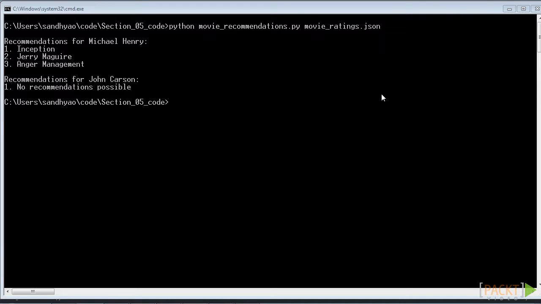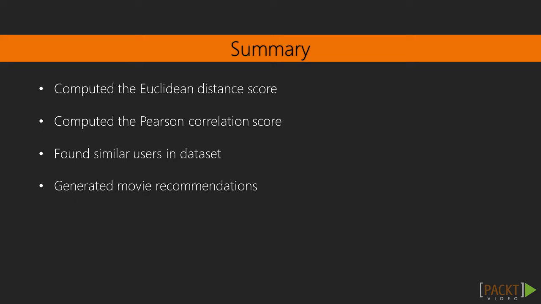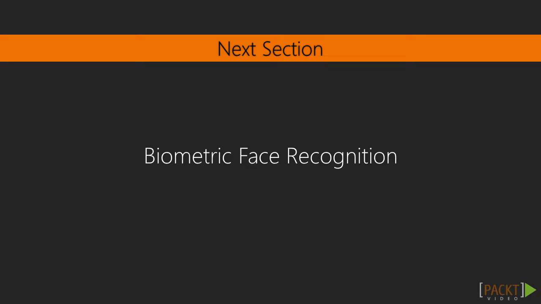Superb! In this video, we generated movie recommendations for 2 users based on the input dataset. Also in this section, we've seen how to compose functions, build machine learning pipelines, and find the nearest neighbours. We used the k-nearest algorithm to construct classifiers and regressors for our recommendation engine, and then learned to compute the Euclidean distance score and Pearson correlation score of different users. We saw how to find similar users in the dataset and also generated movie recommendations. In the next section, we'll see how to analyze text data by processing with different methods.